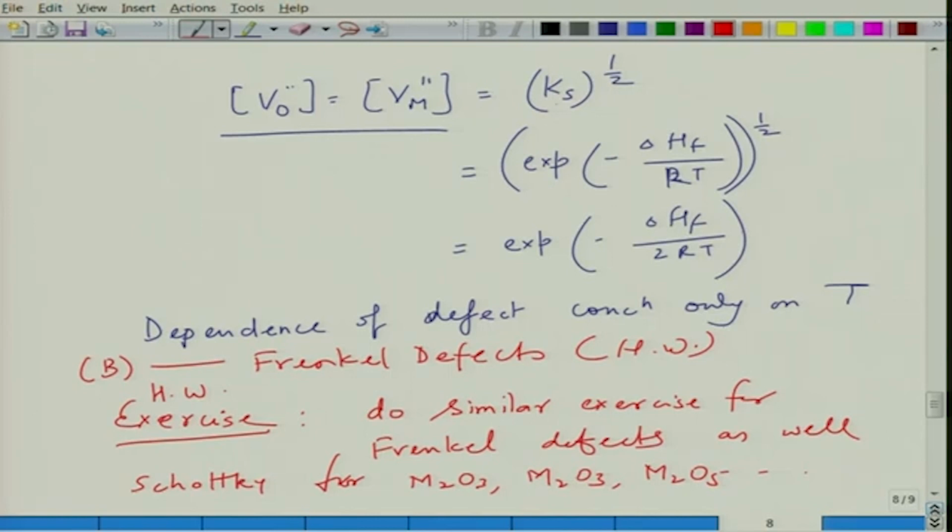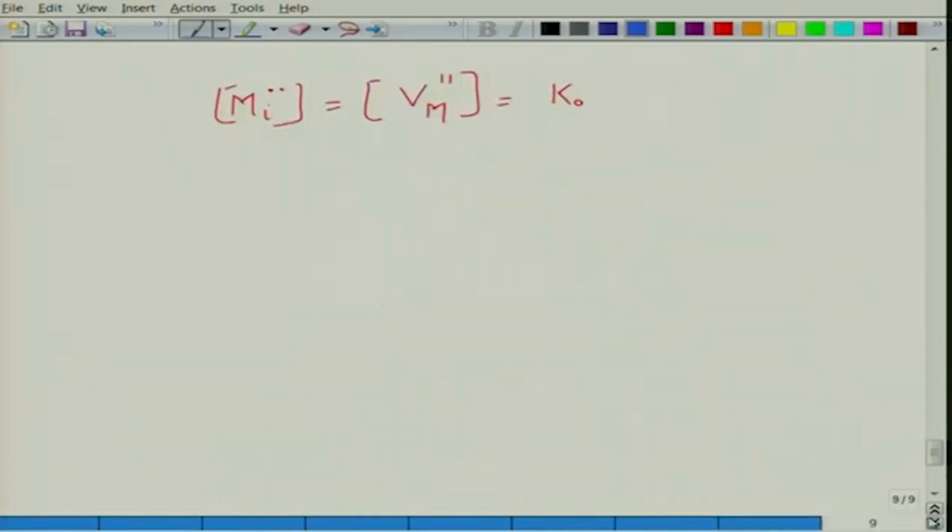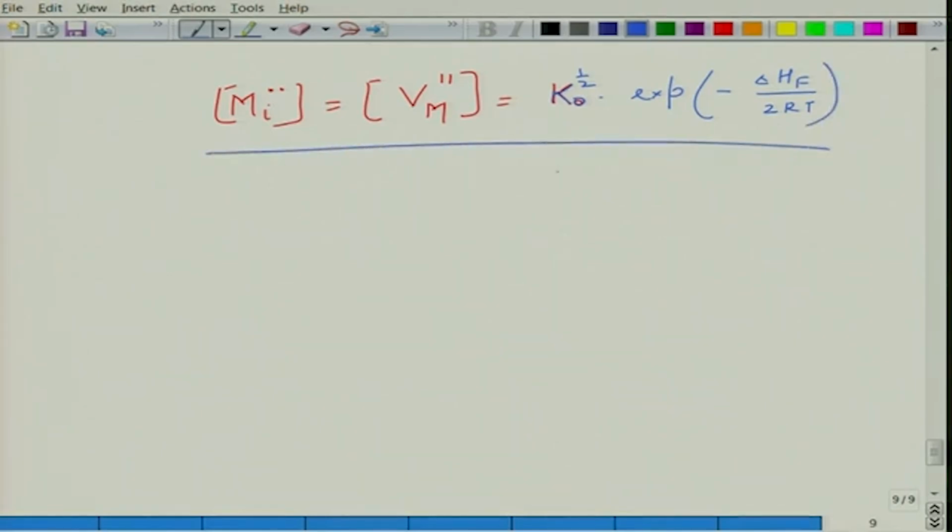So, if you take Ks to be in the form of Gs, then sometimes what people do is that everything which is constant comes out as K naught. So, this will become K naught to the power half, but even if you do not write K naught, you should understand the expression. So, basically you can say some constant K naught to the power half into exponential of minus delta Hf divided by 2RT. You should get a similar expression for Frenkel. Okay.